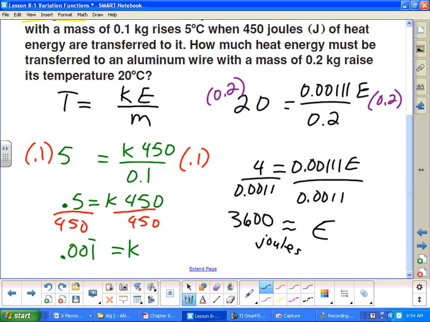It's important that you identify which type of variation is happening first before you go on from there.